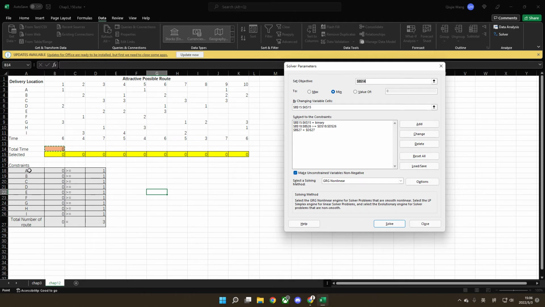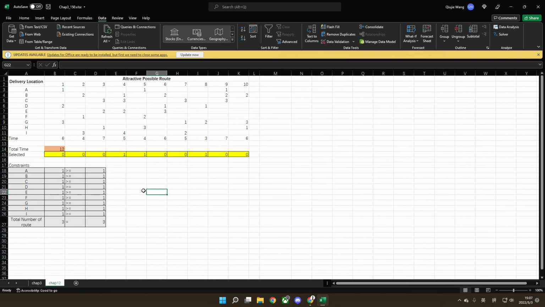It means that we need to pick all of those locations in our combination, and the total number of routes needs to be equal to 3. Then we use the GRG Nonlinear method, and then we click solve. So the answer is we need to choose route number 4, 5 and route number 8, with a total time cost of 12 hours.